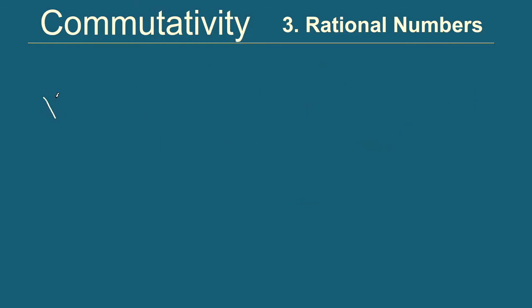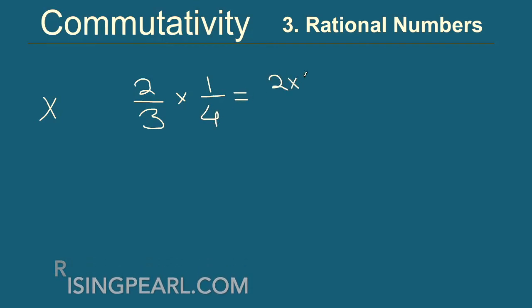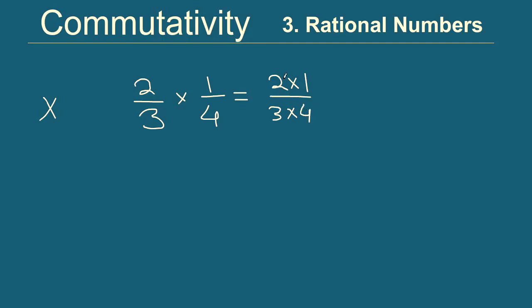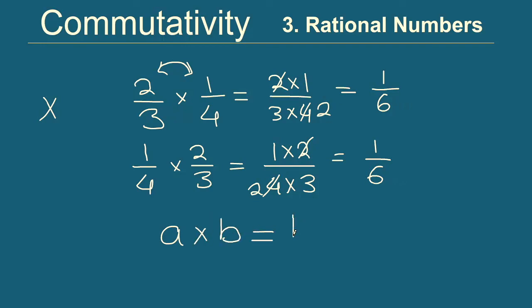Let's move on to multiplication. So we have our same two rational numbers, 2 by 3. Let's multiply this by 1 by 4. So what happens here? We will simply have 2 times 1 by 3 times 4, and then we'll be left with 1 divided by 6. Now let's change them up. And now we have 1 over 4 times 2 over 3. So this will be 1 times 2 by 4 times 3, and here we have 1 divided by 6 again. So they are equal. So we say that for all rational numbers, A times B will always be equal to B times A. That means multiplication is commutative.